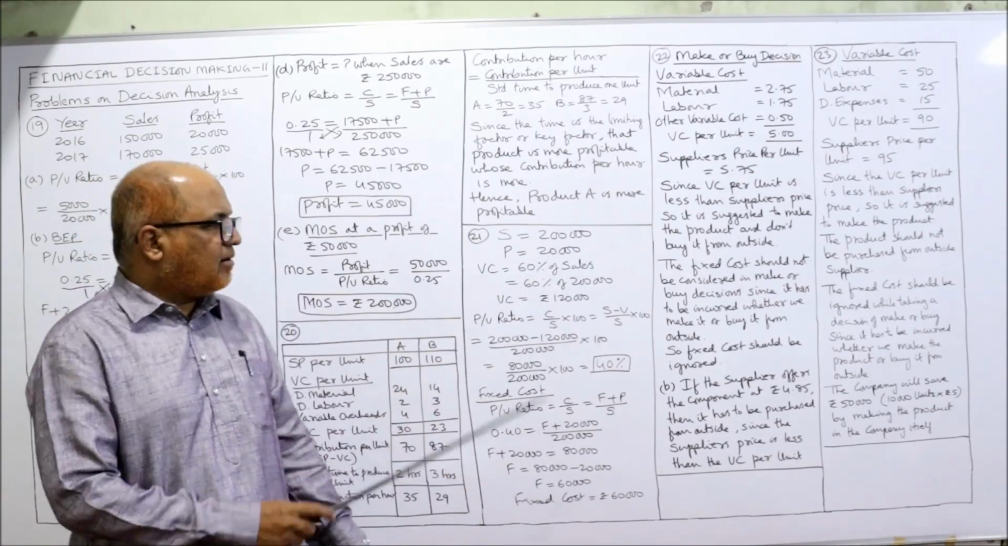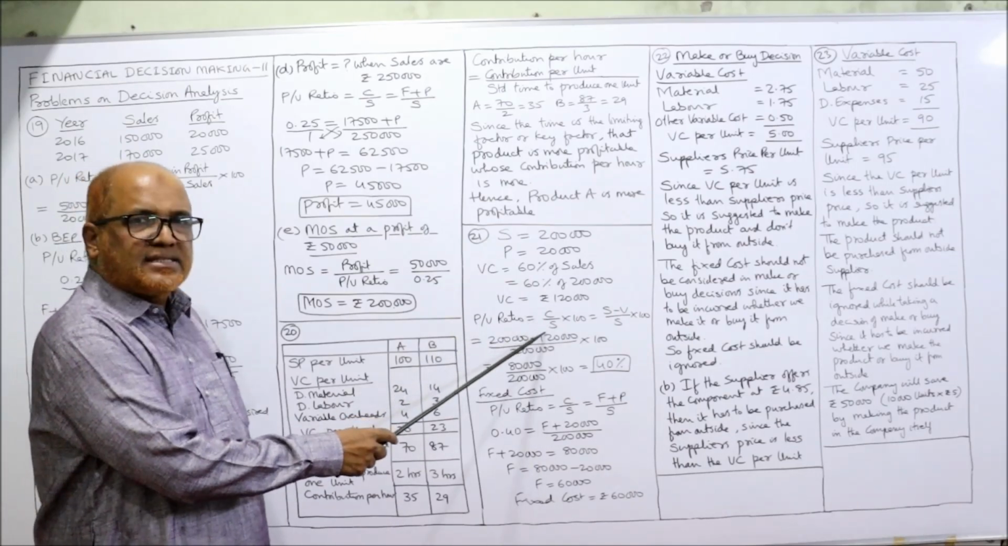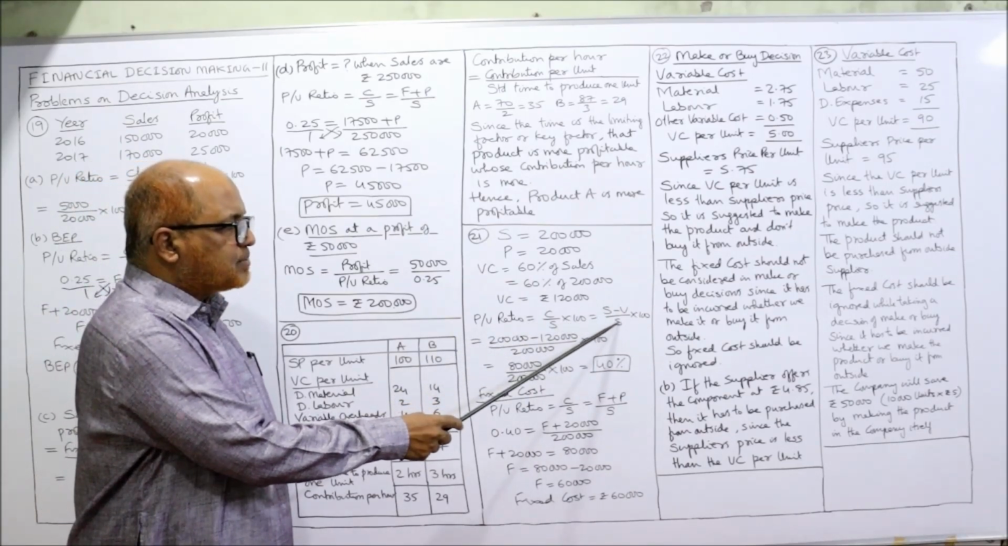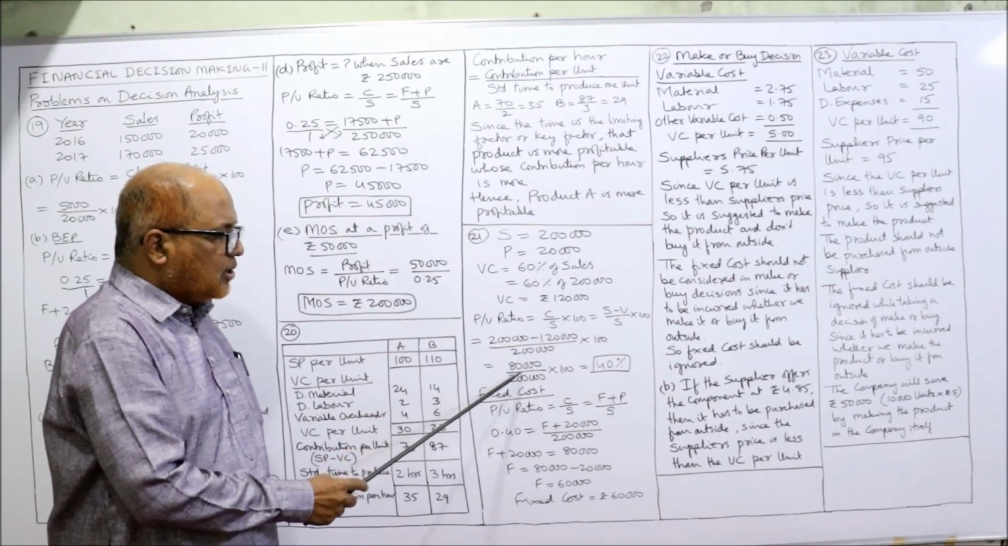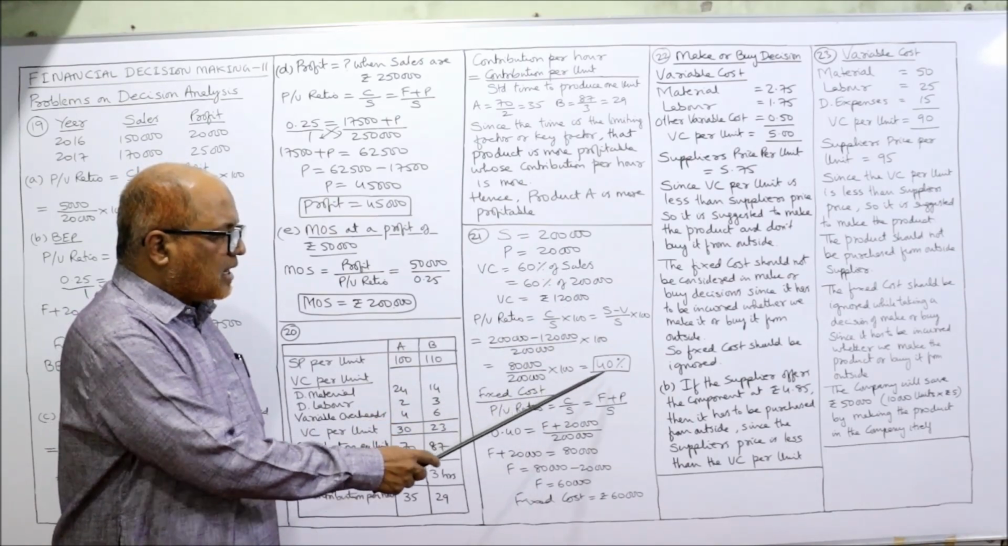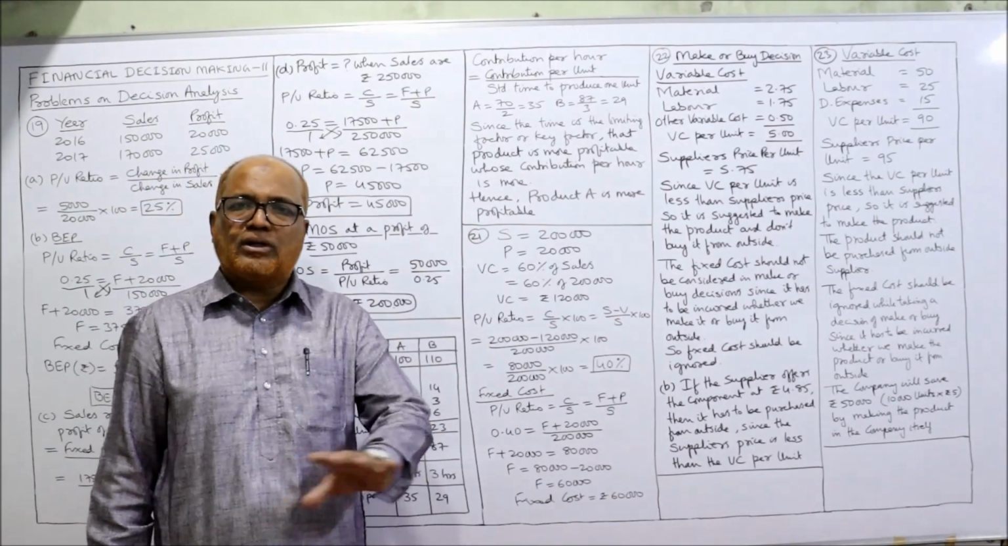So first we can calculate PV ratio. C by S. S minus V by S because we have sales 2 lakh, variable cost 1 lakh 20,000. So 80,000 by 2 lakh into 100, it comes to 40%. We got the PV ratio.